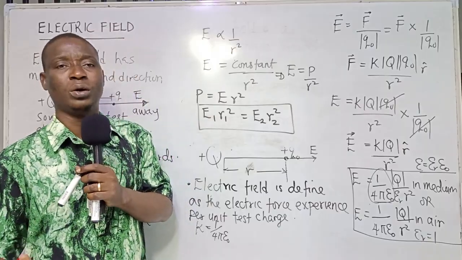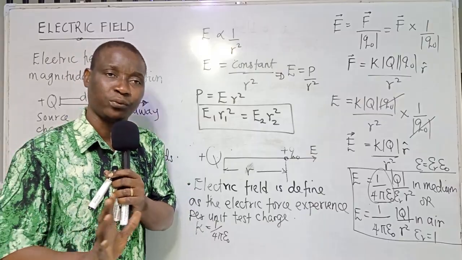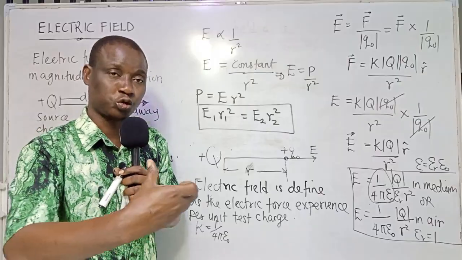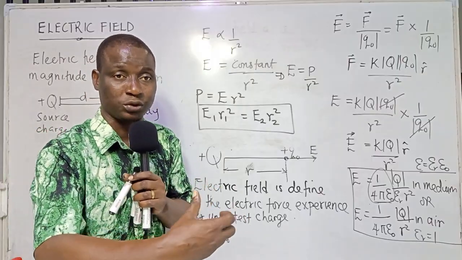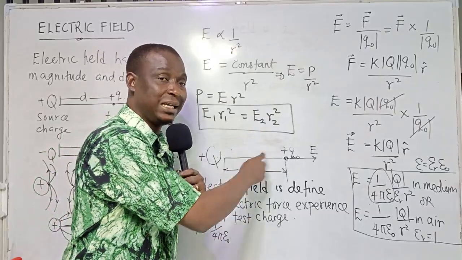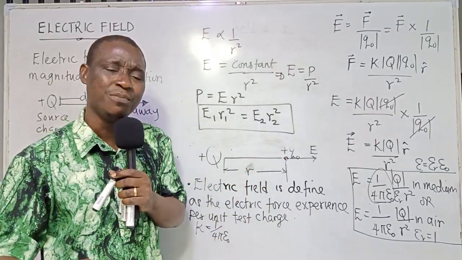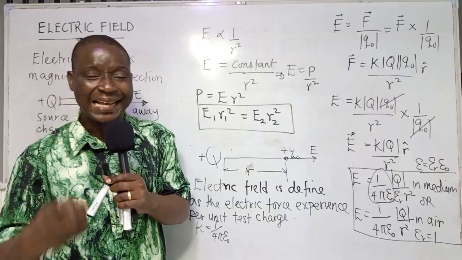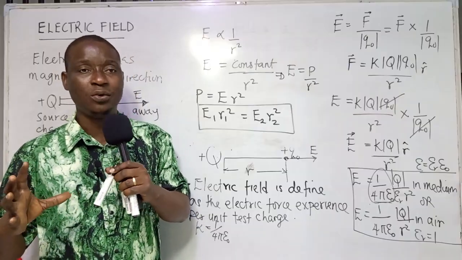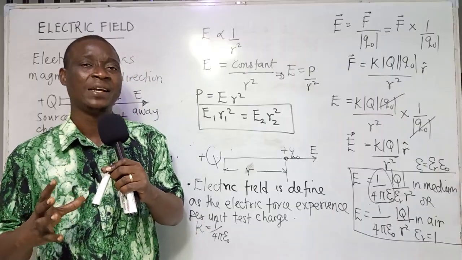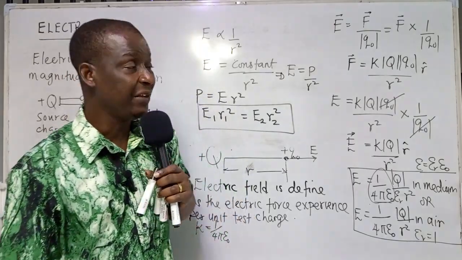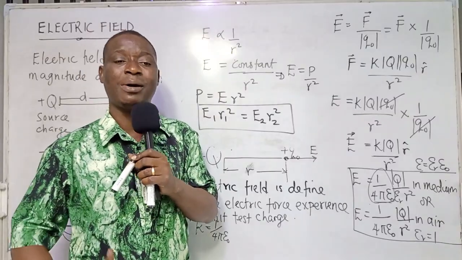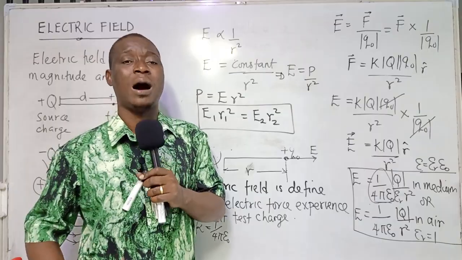Sometimes they will say the charge is moved closer or moved farther away. Initially it was 2 meters from the test charge, and later they move it to 4 meters. That automatically means the electric field will drop, because the farther the distance, the lesser the electric field, and the closer the distance, the higher the electric field. I believe I've been able to explain and introduce this topic to you. In our next class, we are going to look at it more and more.